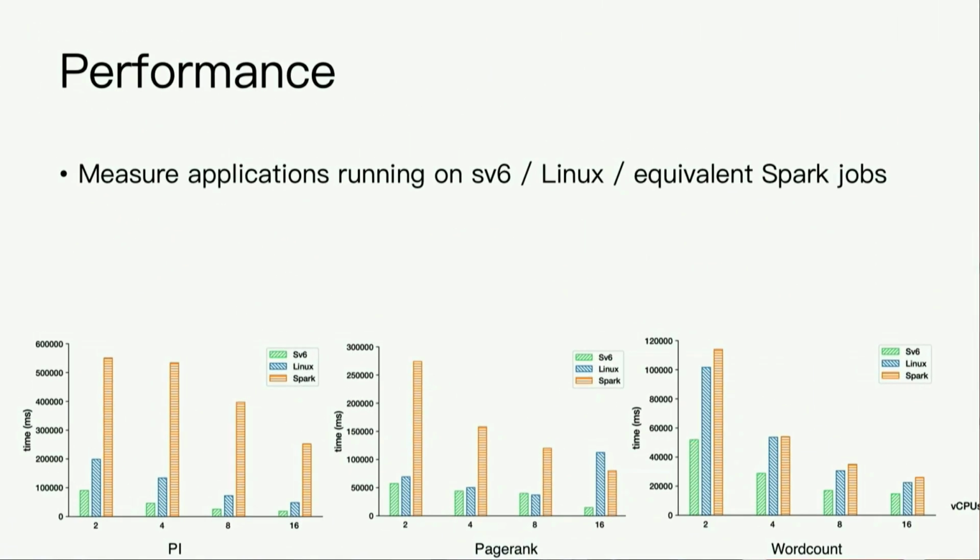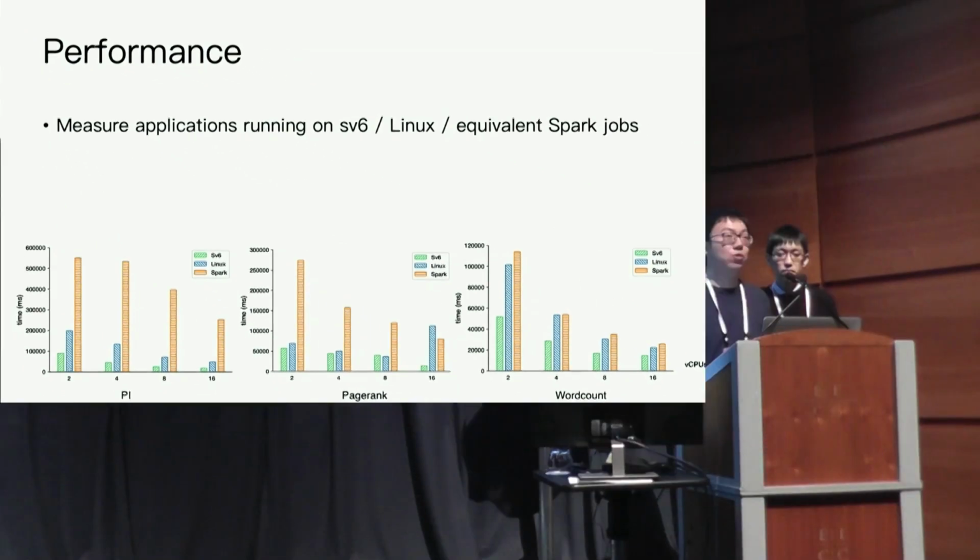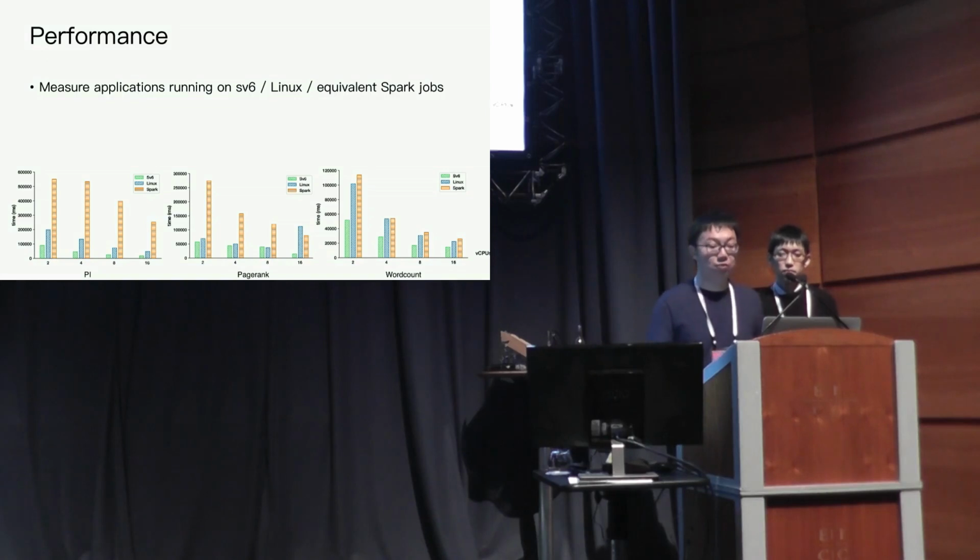We have two purposes for the experiments. The first one is running some benchmarks on different guest OS using the distributed QEMU, comparing with running them in Spark and measuring the time consumption. We run SB6, Linux, and Spark with the same configurations on 3 benchmarks. The green bar represents the SB6, the blue bar is Linux, while the orange bar is Spark. We find that in some cases, distributed QEMU outperforms Spark even when running on Linux.